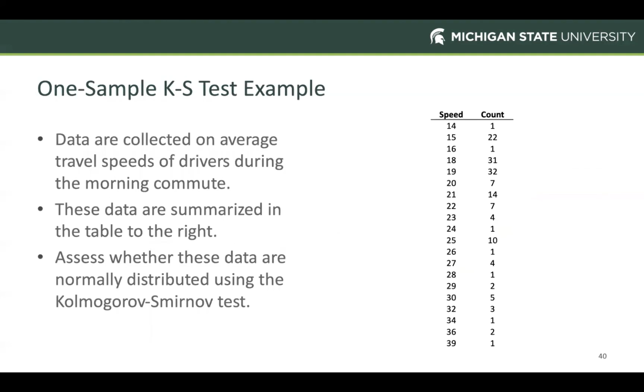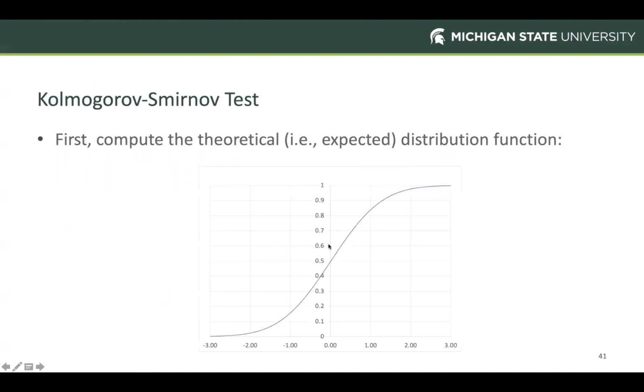All right. And so we're returning back to the average travel speed data for the commute into State College, Pennsylvania. We have the same distribution of data that we had worked with previously. We first of all compute the theoretical or expected distribution.